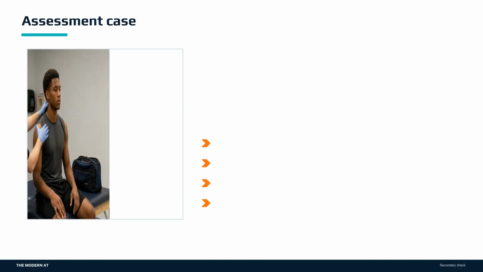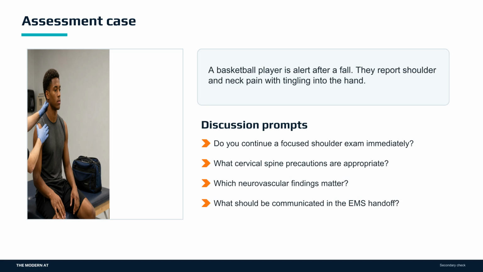Consider this assessment case. A basketball player is alert after a fall, reporting shoulder and neck pain with tingling into the hand. Even with a visible shoulder injury, the tingling indicates a need for cervical spine precautions before continuing with a focused shoulder exam.